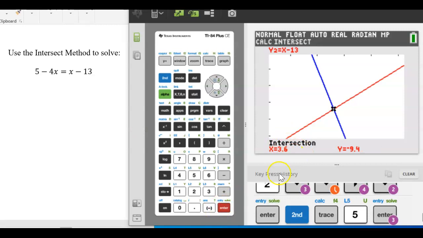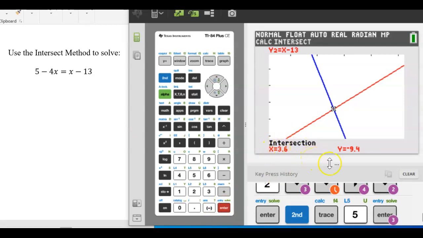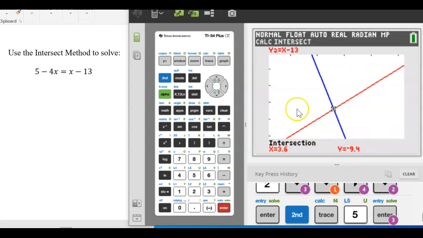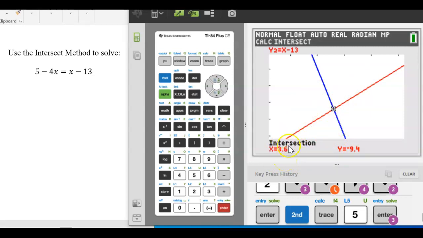So here we have our intersection at x equals 3.6 when y equals 9.4. So that's the point that they share. And what we're looking for is, what does x equal? x equals 3.6. Okay, and so there you have that.